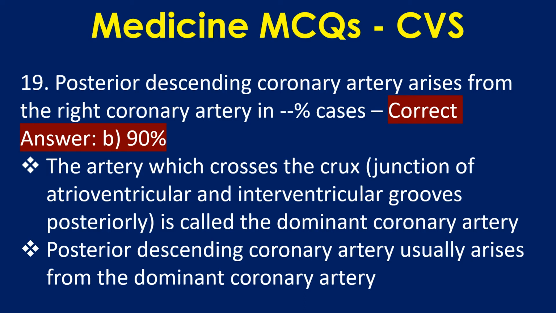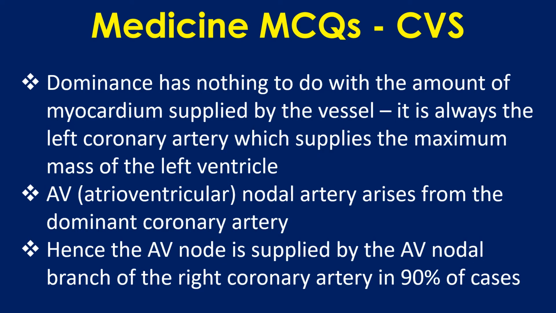is called the dominant coronary artery. Posterior descending coronary artery usually arises from the dominant coronary artery. Dominance has nothing to do with the amount of myocardium supplied by the vessel. It is always the left coronary artery which supplies the maximum mass of the left ventricle. AV nodal artery arises from the dominant coronary artery. Hence, the AV node is supplied by the AV nodal branch of the right coronary artery in 90% of cases.